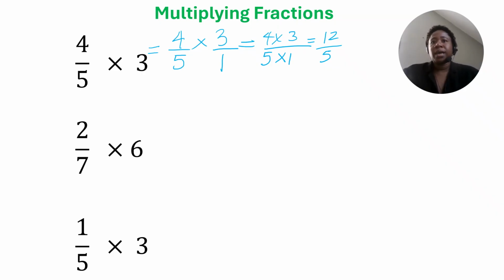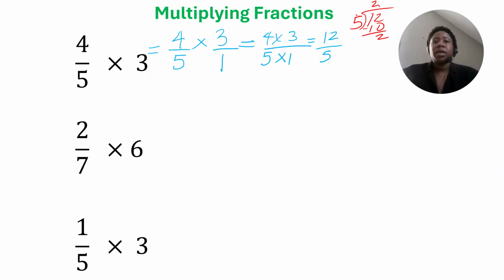This is expressed as an improper fraction, and oftentimes students will be asked to convert from improper fractions to mixed numbers. And I'll link that video to assist with that conversion. Basically, we want to know how many whole fives we can get from 12. So we'll be dividing 12 by 5. We know that 2 times 5 is 10. 12 minus 10 is 2.